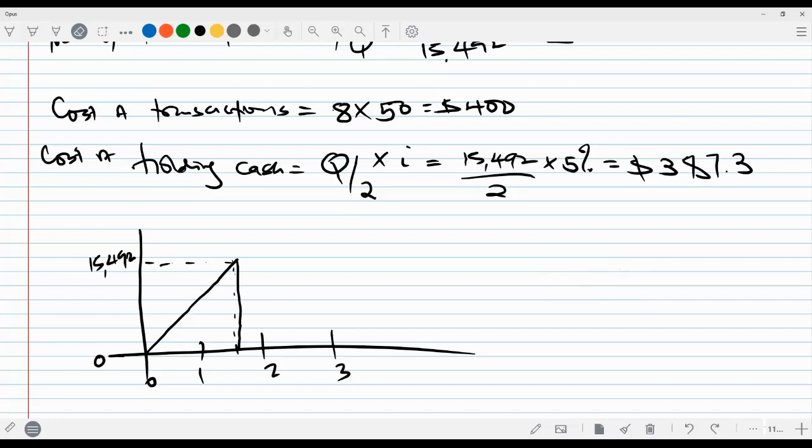Okay, thank you. And that's on the use of the Baumol cash management model. Let's discuss the next model.